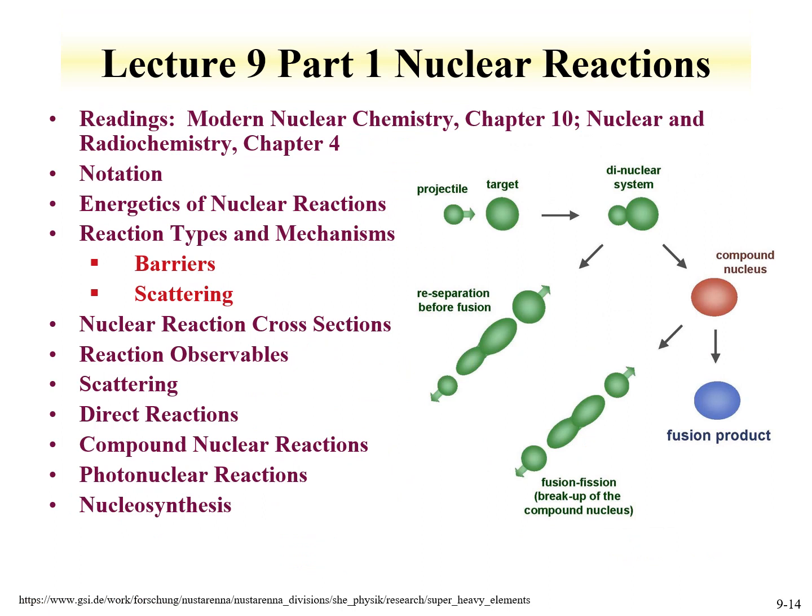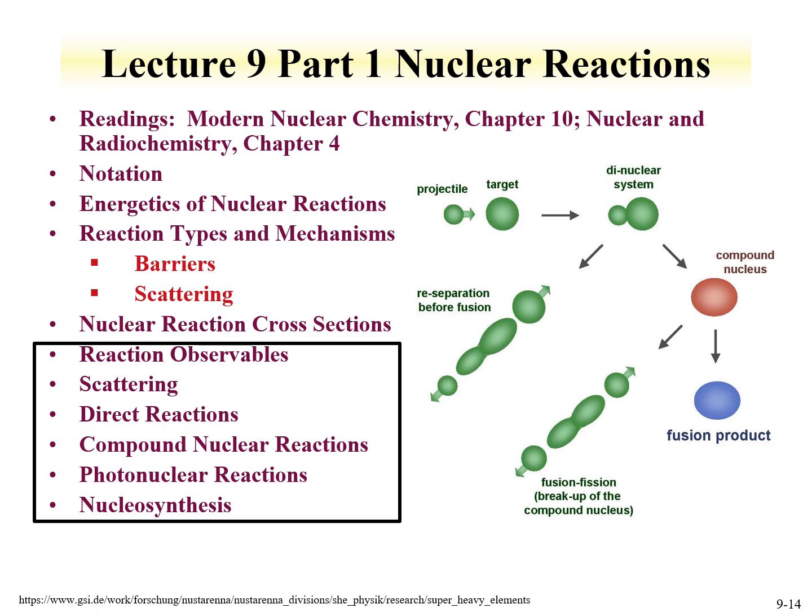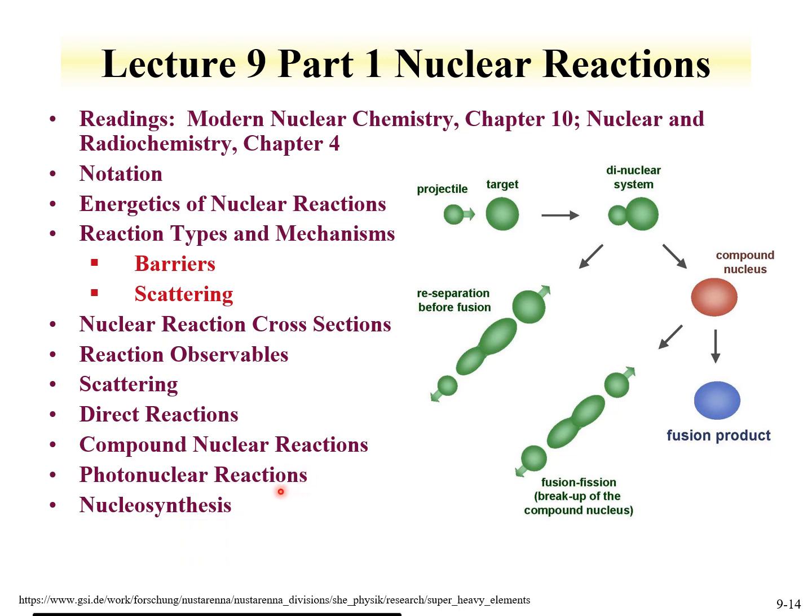This concludes part 1 of lecture 9 on nuclear reactions. Part 2 covers the information shown here: reaction observables, scattering, direct reactions, compound nuclear reactions, photonuclear reactions, and nucleosynthesis. Please continue on to that lecture when you've completed this one.